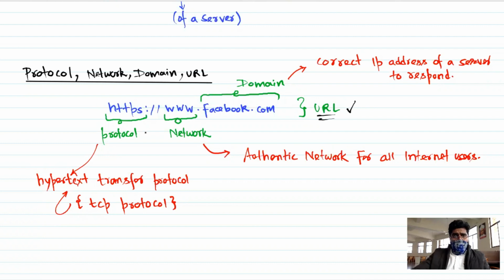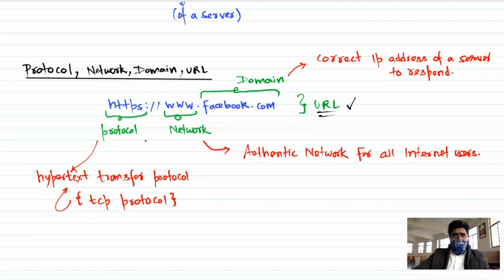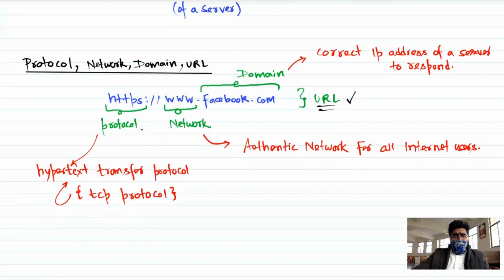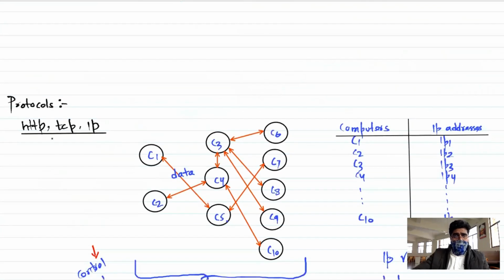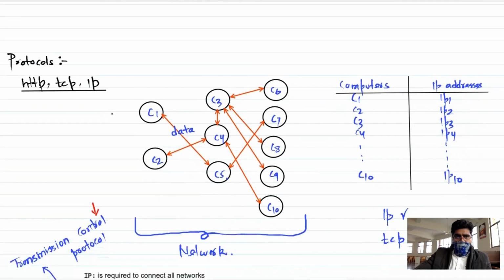Okay, let's explore what a protocol is. When we talk about protocol, we generally think about HTTP, TCP, and IP. IP is not a protocol, IP is the IP address. But to understand all these protocols and the IP address, we need to address what a network is.